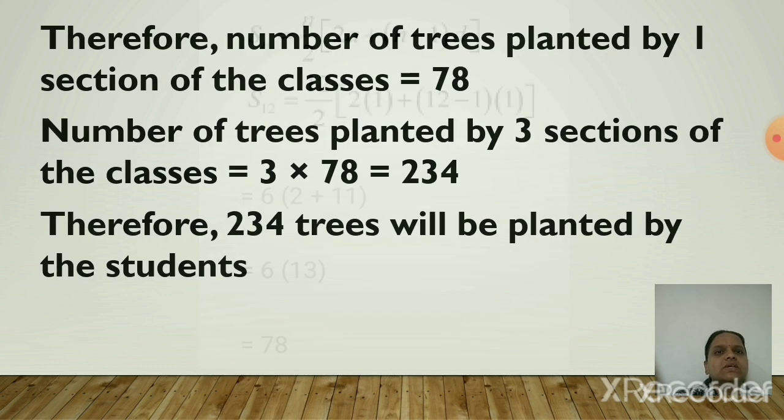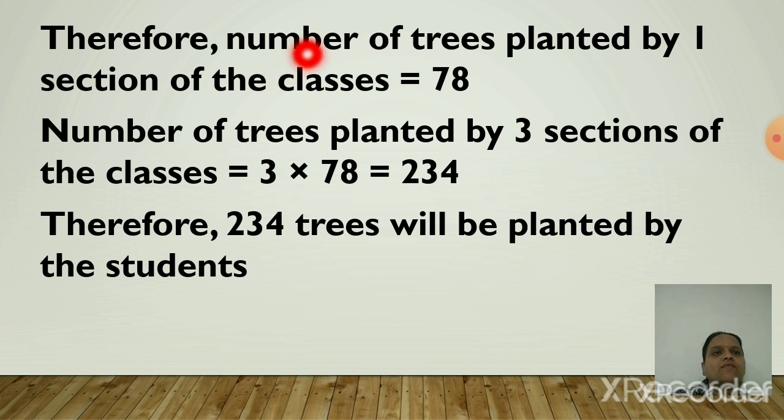But what is given? There are 3 sections of each class. For example, class 1 has A, B and C, like this, 3 sections. Class 2 will have A, B, C as sections. So here we want to find the total number of plants as per their sections also.